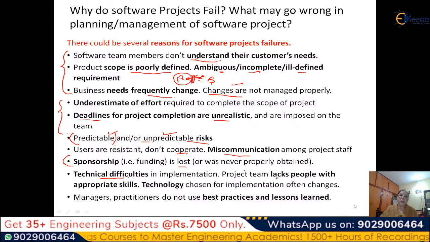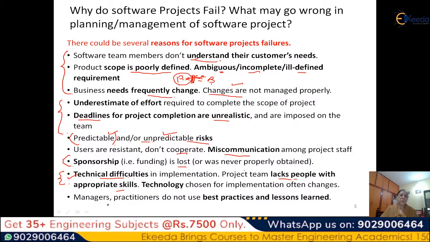Then technical difficulties may come, which were not known in the beginning. Why is it not known? Either it is a new technology, or the project team lacks enough people who have the appropriate skills in the technical field or the environment in which you are working. The technology that we have chosen for implementation, sometimes it changes. Its version changes, its features change. The older version which you have started is not supported, so you have to port it again, change lots of things. So a lot of technical difficulties may come, technology related, and because of people not being able to tackle those technical difficulties because they have less skills.